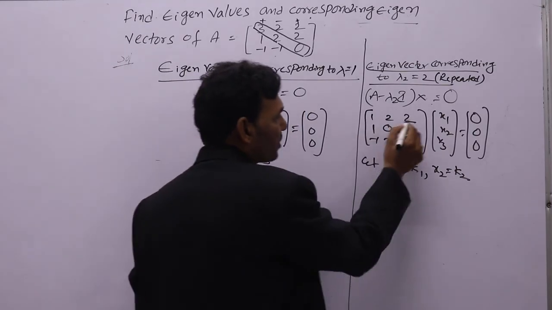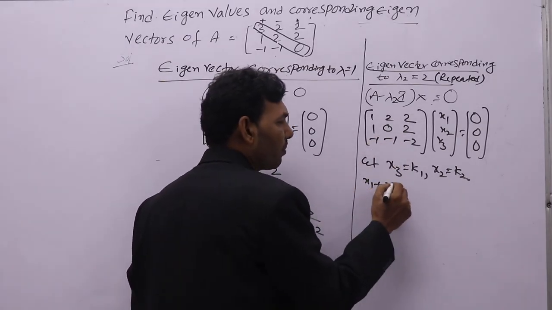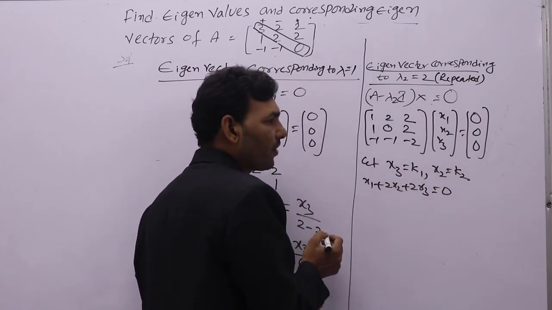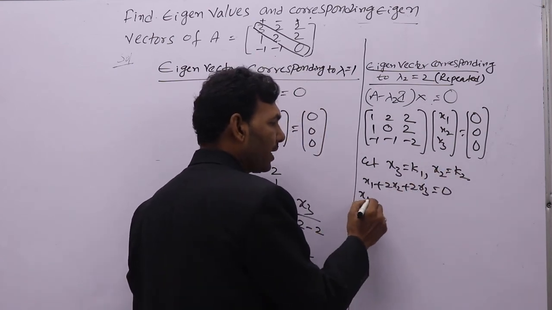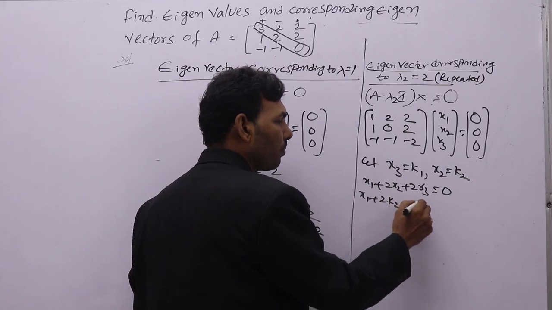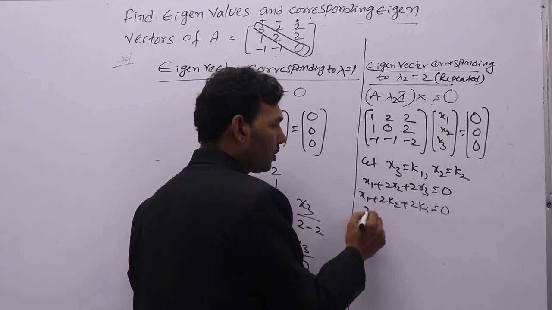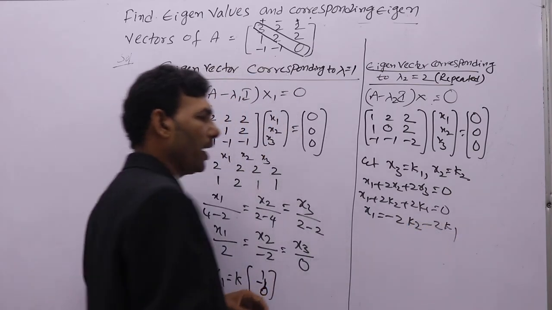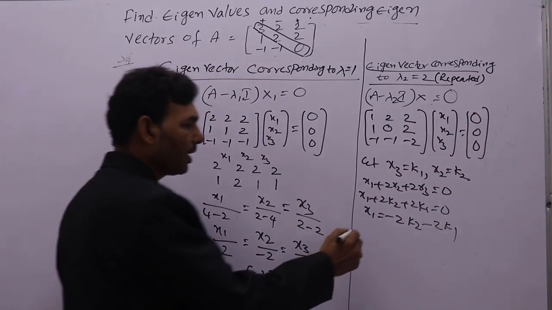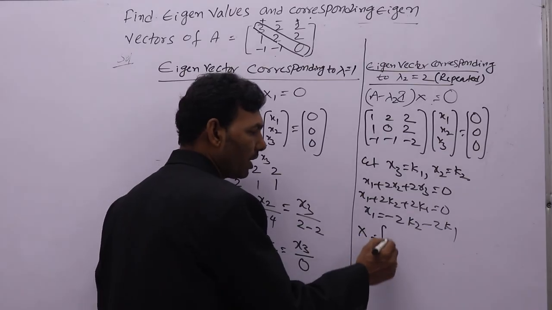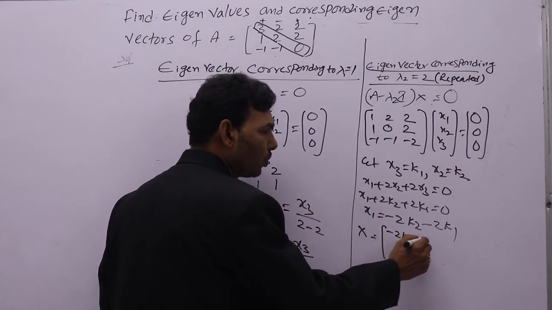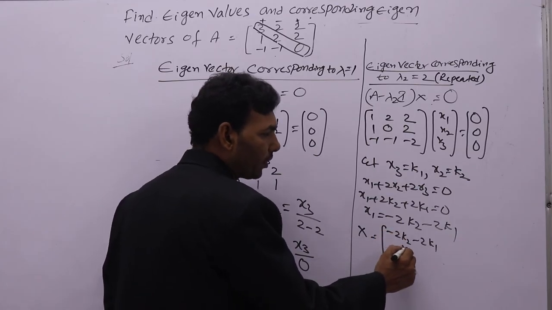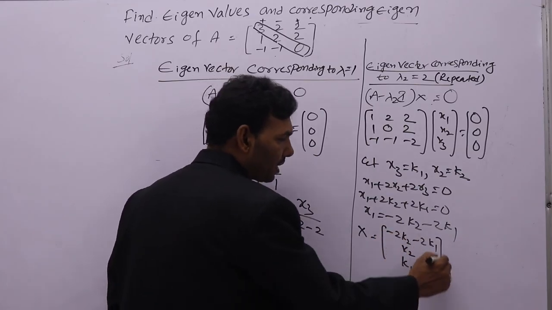So what you will get? First equation I am writing: x1 plus 2x2 plus 2x3 equal to 0. Write in the place of x3 k1, x2 k2. x1 plus 2k2 plus 2k1 equal to 0. So x1 equal to minus 2k2 minus 2k1. So finally eigenvector x will be x1 is minus 2k2 minus 2k1, x2 is k2, x3 is k1.